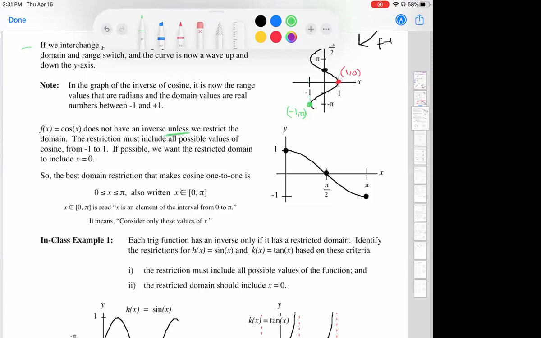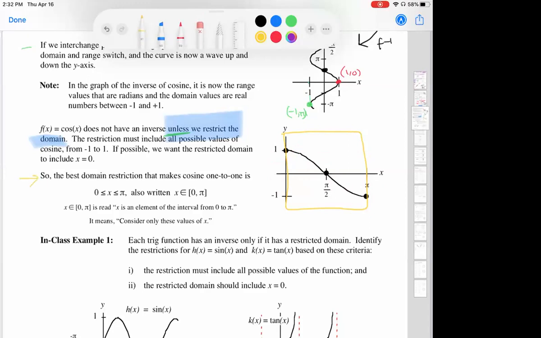unless we restrict the domain. The restriction must include all possible values of cosine from negative 1 to 1. If possible, we want the restricted domain to include x equals 0. So we have this small window now to work from. It's not all of our graph, but if we focus only on that small argument for your domain, then it would be 1-to-1 because I can draw a horizontal line anywhere on my graph and it only crosses once. Cool. So that seems to be the loophole to get a 1-to-1 function.